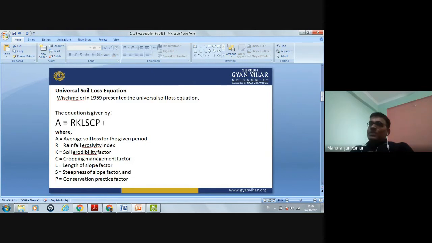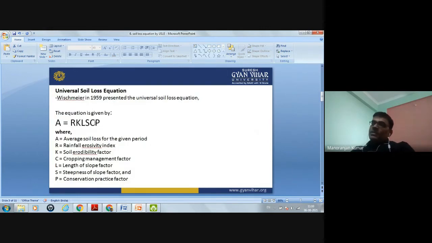So what are the parameters in this equation? First, A is the average soil loss for the given period. R is the rainfall erosivity index. K is the soil erodibility factor. So these are some important terms, and you should remember this one. L is the length of slope factor. S is the steepness of slope factor. C is the cropping management factor. And P is the conservation practice factor. So these are the terms related to this soil loss equation. RKLSCP.